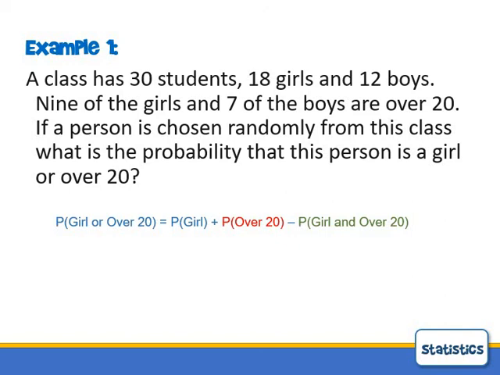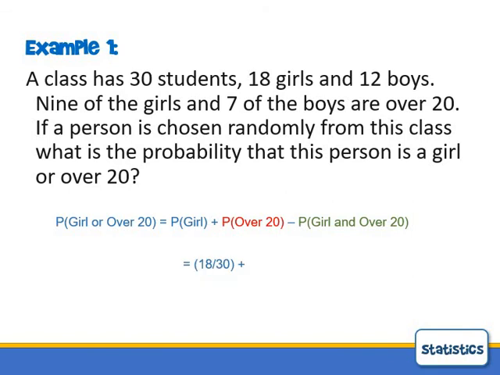So let's convert to words what we're trying to find here. The last sentence asks, what's the probability this person is a girl or over 20? So we want to find the probability that the randomly selected person is a girl or over 20. Symbolically, if we apply our formula, it'd be the probability that the person selected is a girl plus the probability the person selected is over 20 minus the intersection, the probability the person is a girl and over 20. And we have the numbers to compute each of those.